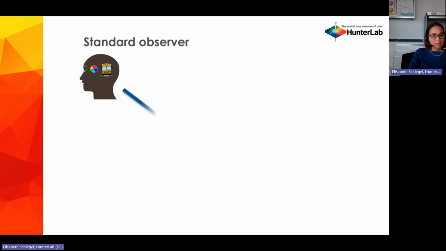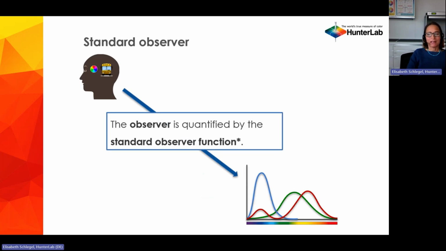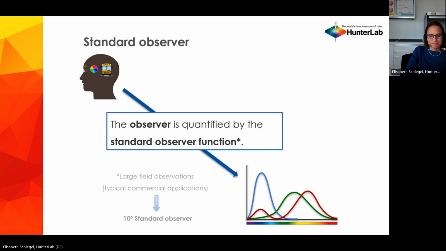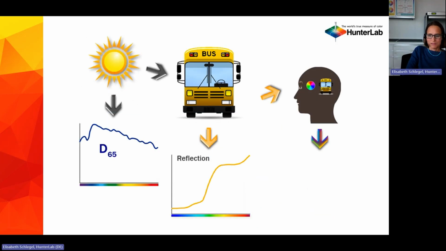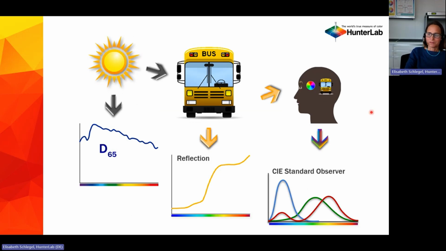then actually we have solved the third element here. So the observer now is quantified by the standard observer function. This way we have now put the 3 subjective elements of human perception into 3 objective elements. Okay. So we are done with the observer as well.